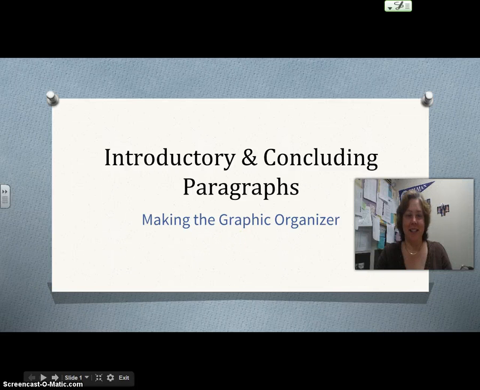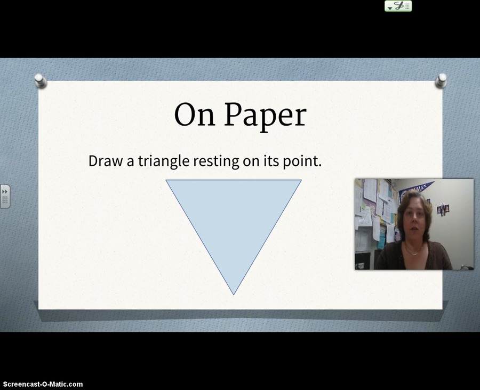Hi, this lesson is going to be about introductory and concluding paragraphs, and you are going to be making a graphic organizer that you're going to keep with you throughout the year, that anytime you write an intro or concluding paragraph you can use to help you write it. You should have a piece of cardstock. On this cardstock, you are to draw a triangle resting on its point, just like in the picture of the PowerPoint.